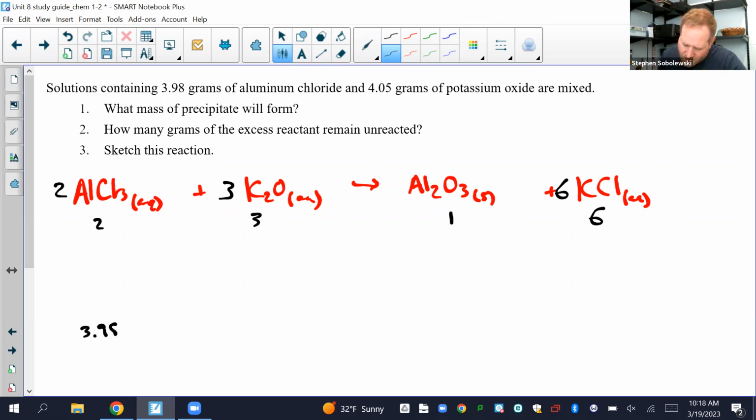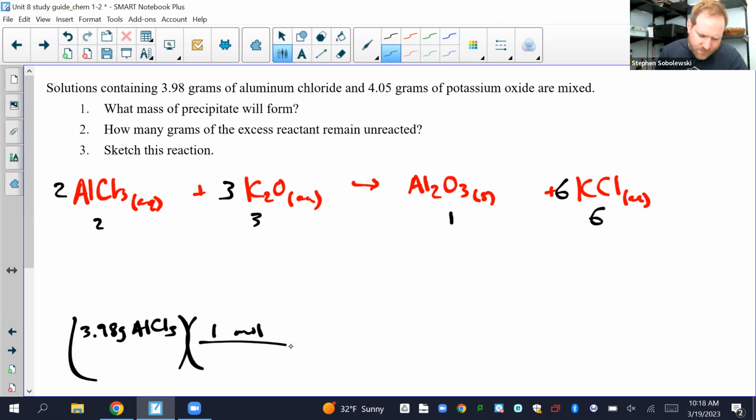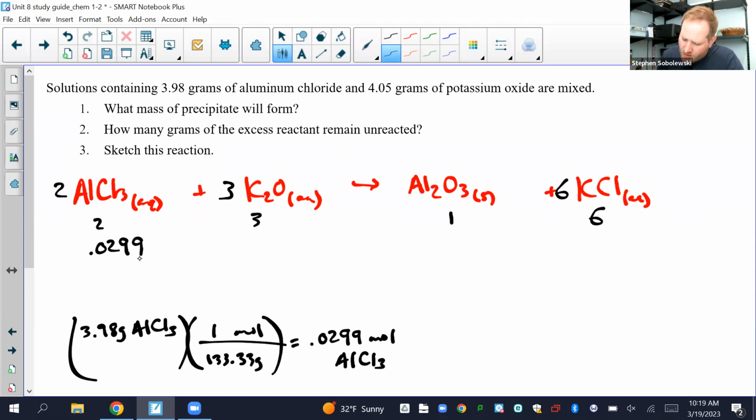So 3.98 grams of AlCl3 times 1 mole over the molar mass of AlCl3, which is 26.98 plus 3 times 35.45. That gives me 133.33 grams. 3.98 grams over that gives me 0.0299 moles of AlCl3.